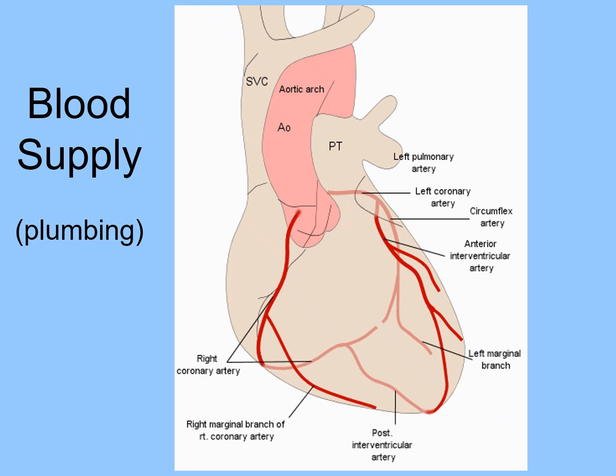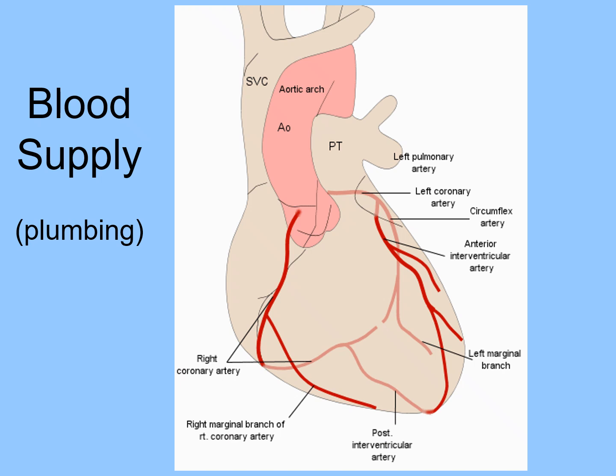Thus, an occlusion of the left coronary artery, which will affect the circumflex and anterior interventricular arteries, will cause an ischemia in the left atrium, left ventricle, and right ventricle. The right coronary artery, if it's occluded, the right atrium and right ventricle will be affected.